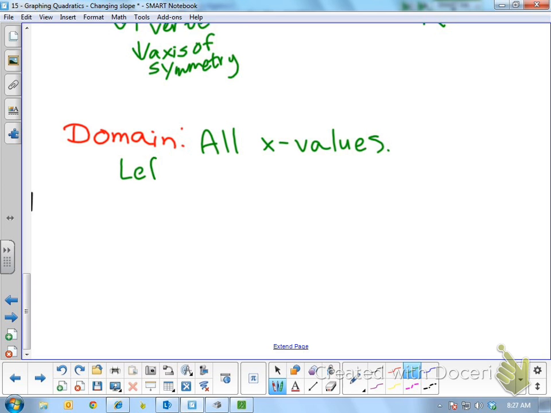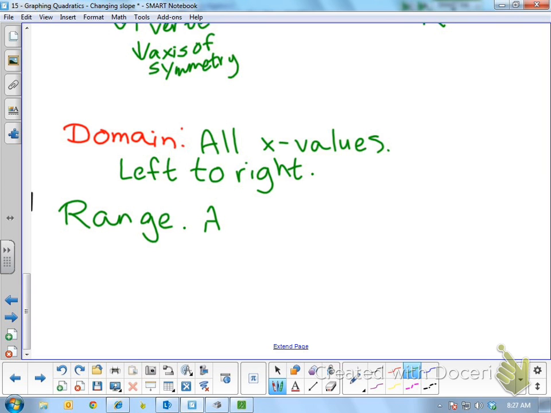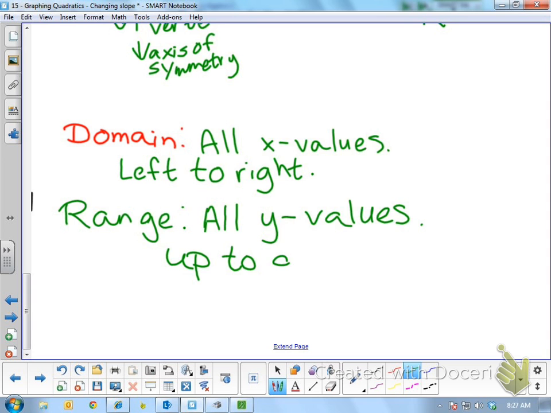Basically, we look at the graph from left to right. So domain is all of our x values, which makes range all of our y values. This we're considering up to down. Considering how far up does our graph go, how far down does our graph go. So domain is how far left does our graph go, how far right does our graph go. Range is how far up does our graph go, how far down does our graph go.